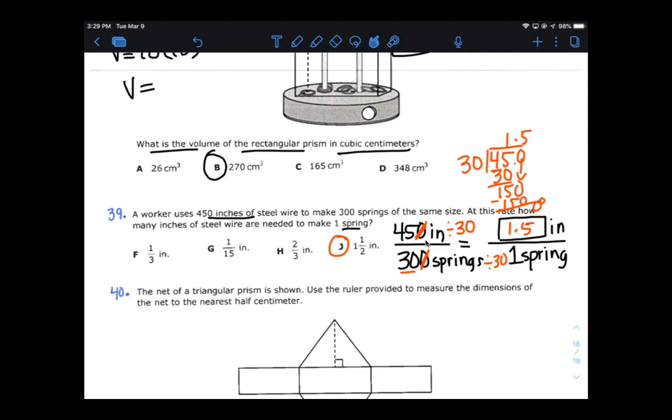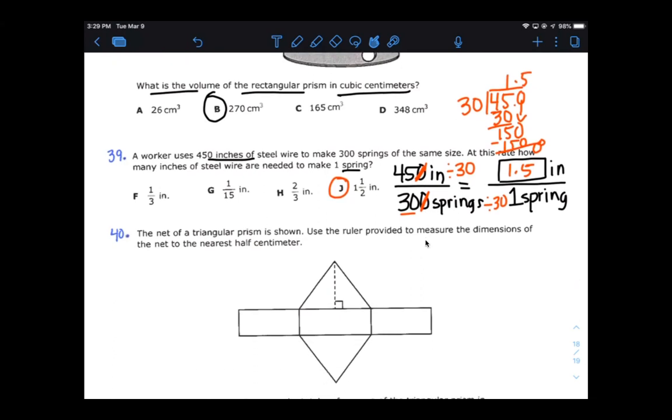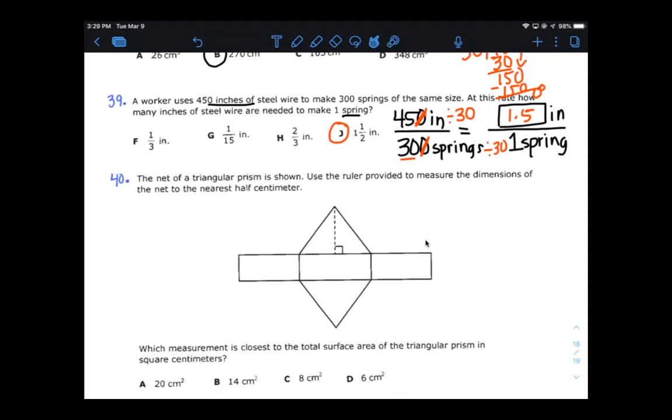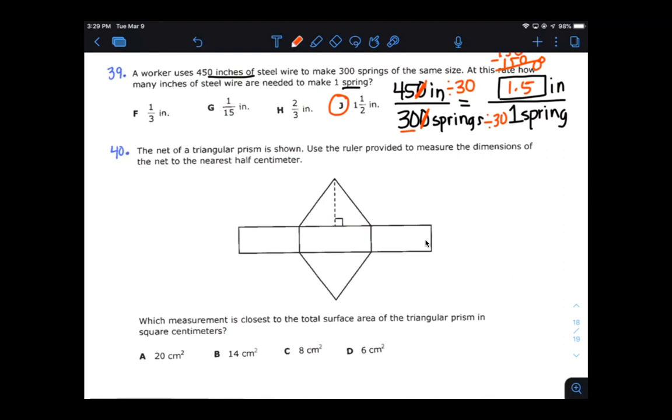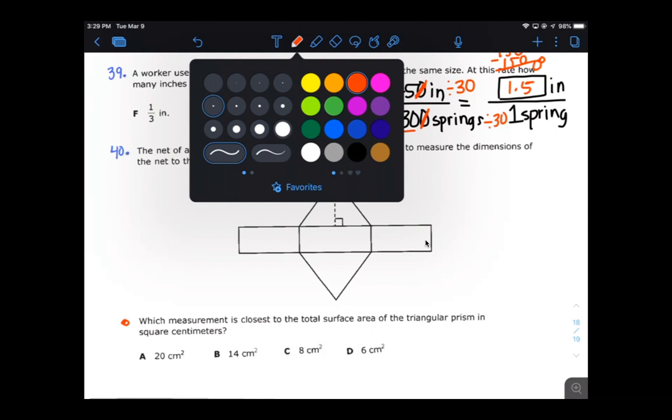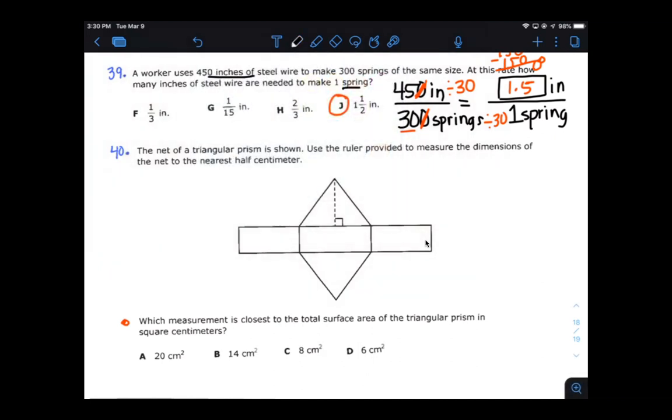And then the last question that we have here, it says the net of a triangular prism is shown. We have one of the nets. However, we're going to go over this problem just for you to get an idea. It says use a ruler provided to measure the dimensions of the net to the nearest half centimeter. And the question here is, which measurement is closest to the total surface area of the triangular prism in square centimeters? So here you cannot measure it because this is not the correct scale.